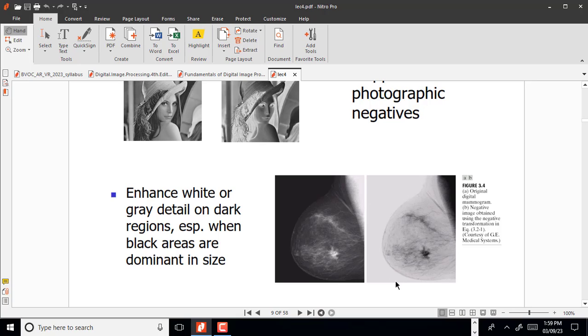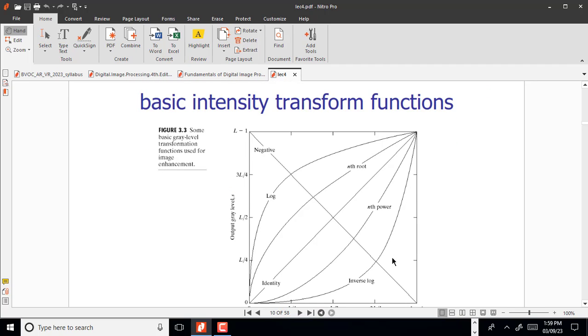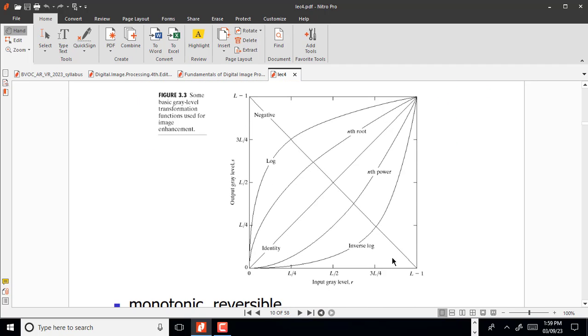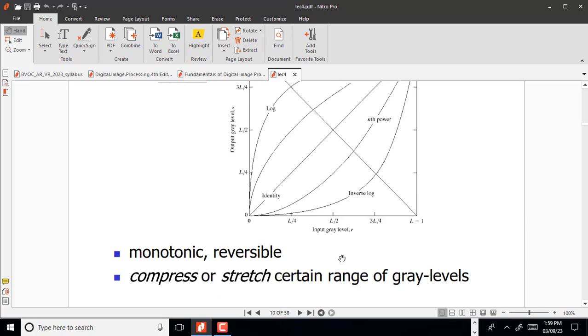In this case, some type of courtesy of GE Medical Systems to identify the basic intensity transformation functions. Here are some basic gray level transformations used in image enhancement, with input gray levels and output gray levels. The intensity transformations include negative, log and nth root, identity, nth power, and inverse log. These depend on point operations, which are monotonic and reversible, and compress or stretch certain ranges of gray levels.